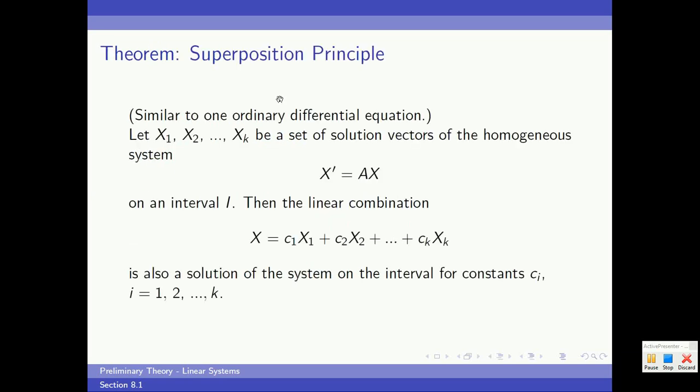Okay, so in the one equation case, we had this superposition principle, which basically said if we had one solution, or two solutions, or n solutions, we could add them together, and that would also be a solution. This is exactly what this says. So if we have solution vectors here, then we can add them together to get a solution.